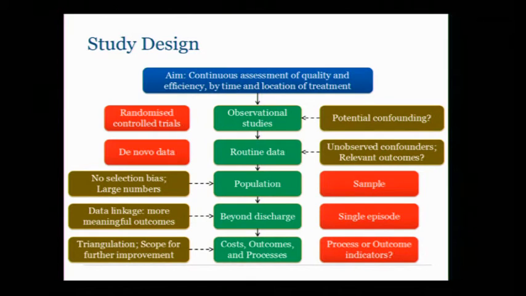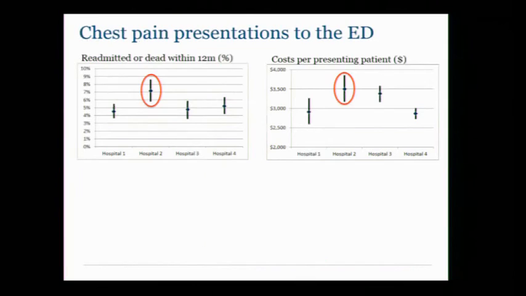And finally, we can look at more than patient outcomes. As I mentioned before, often it's a choice between process or outcome indicators. Here we can actually look at costs, outcomes and processes, and that provides a basis for triangulating our findings. If we see a difference in outcomes, does that tally with any differences we might see in process as well as costs? It also better informs the scope for further improvement.